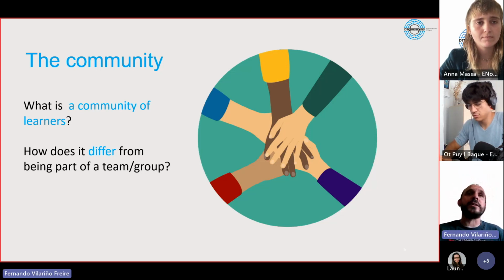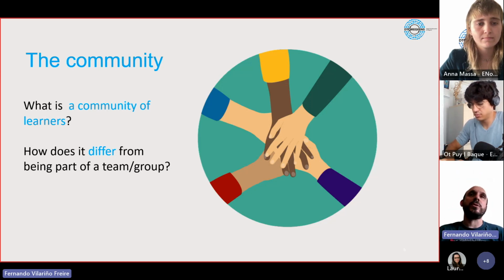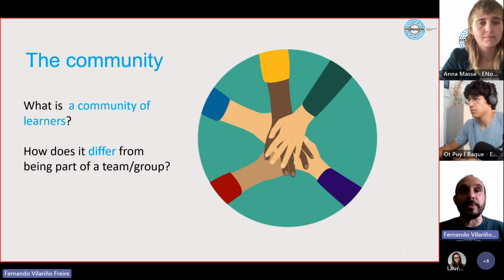And today, together with Anna and the rest of the colleagues, we will deepen into this specific approach. How does it differ from being part of a team or a group? The fact that we are joining a community of learners. This is very important because this will allow us to go deeper and to try to evolve into the way that we can share knowledge between the different European public servants.